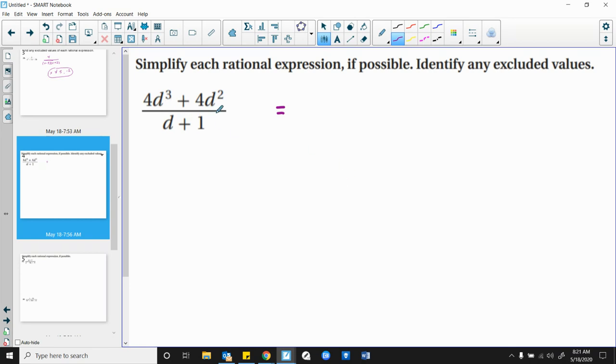Here we can factor out a GCF of 4D, and then they have d squared in common, so 4D squared. And then what I'll have left is just D plus 1. And then on the bottom, I'll just have my D plus 1. When I have this situation, that cancels and that cancels, and I'm left with an answer of just 4D squared.